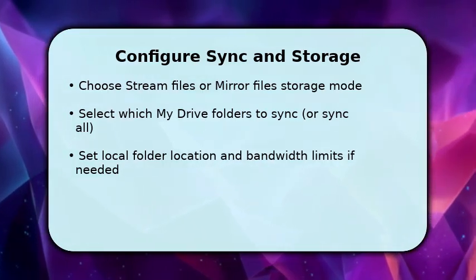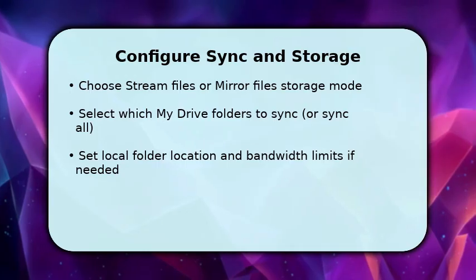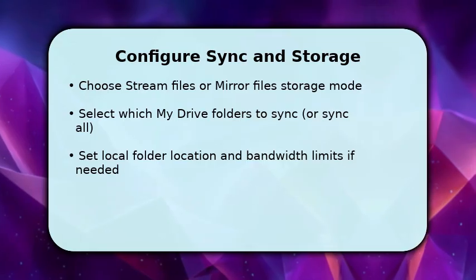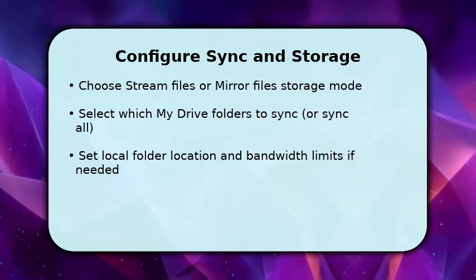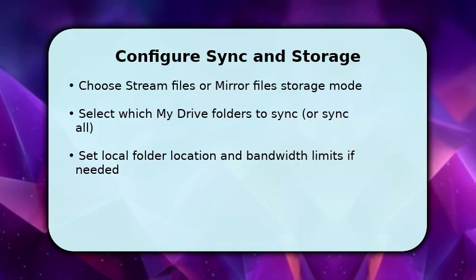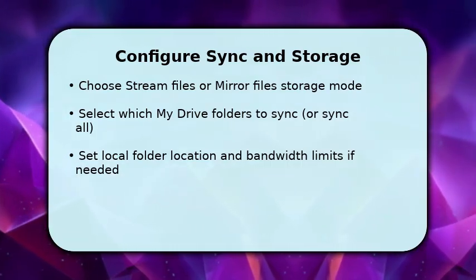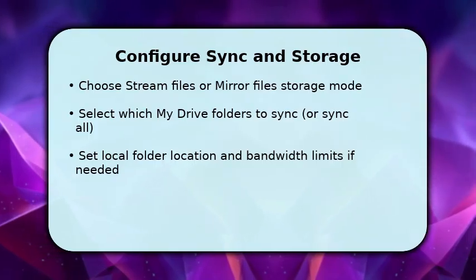Next, pick specific My Drive folders to sync rather than syncing everything, which speeds setup. Then set your local folder location and optional bandwidth or proxy settings. This helps performance on slow networks. Finally, confirm file type and app permissions so Office and Preview work.